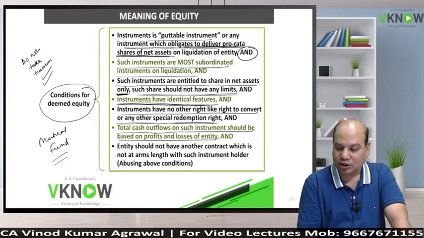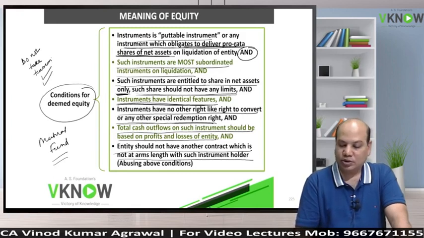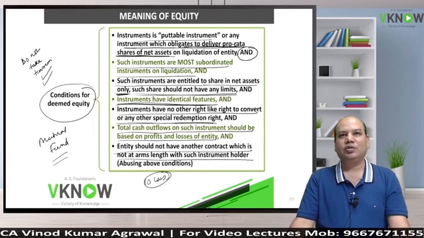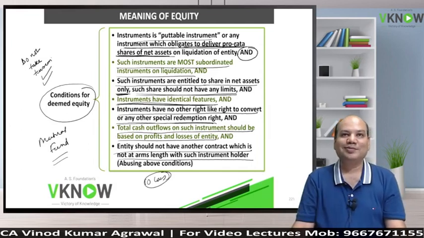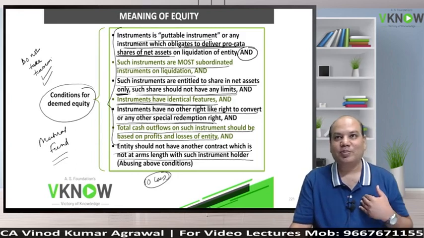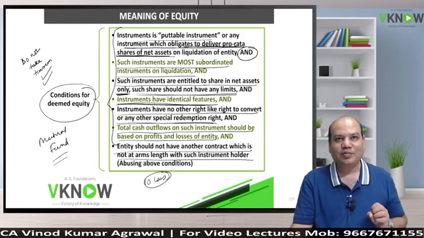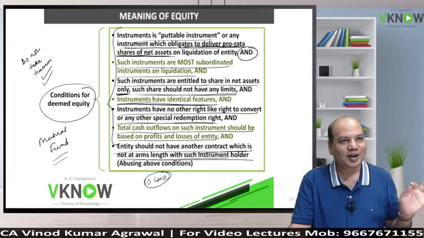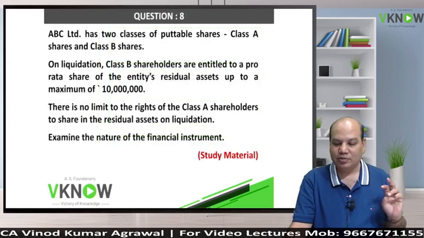Nothing special is given, and the entity should not have a contract which is not at arm's length with such an instrument holder. Suppose I invested 10 lakh rupees in a company, and then I say I don't want interest, I don't want any liquidity, but you should make all your purchases from me. All conditions are satisfied, but I have put one condition in the agreement: I will invest money in your company, you should purchase from me. So that means indirectly you are compensating me by making purchases. If there is any hidden agenda behind this instrument, meaning somewhere you are passing on benefit to the instrument holder in some other way, then it is not a deemed equity. If all conditions are satisfied, it is a deemed equity.